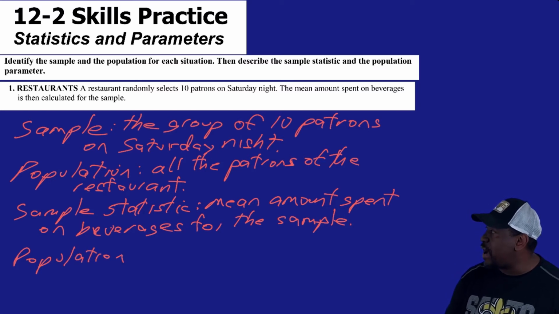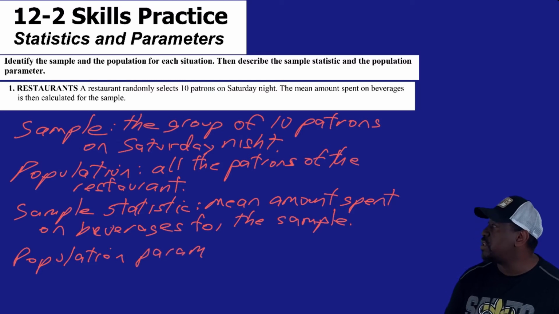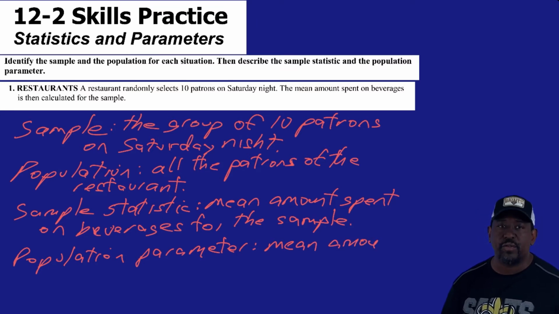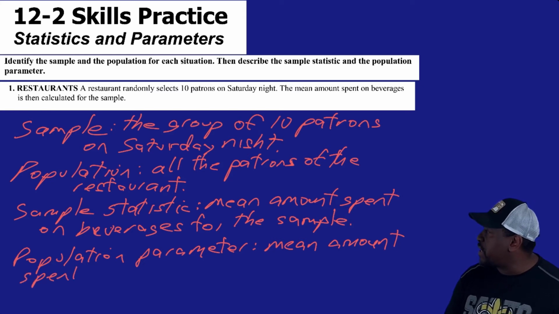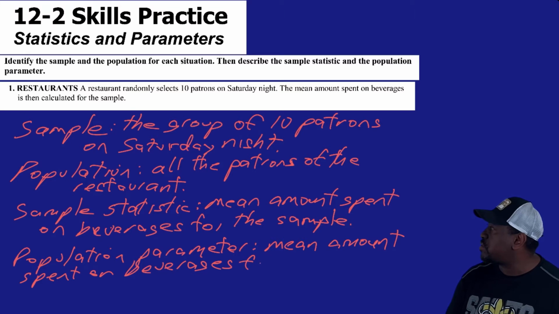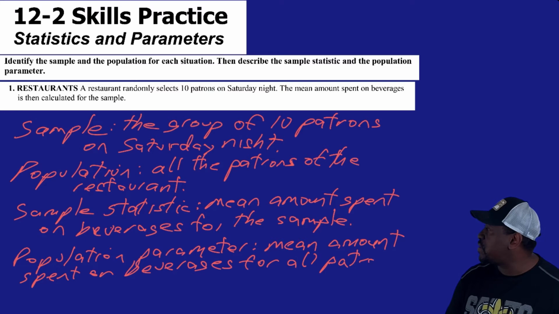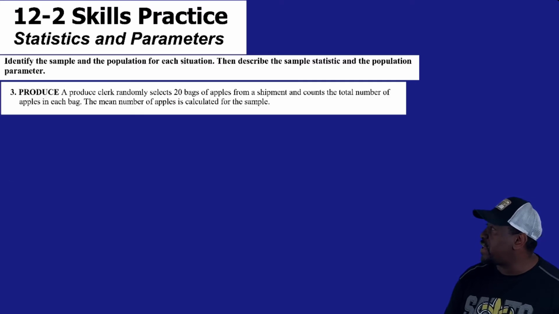is the mean amount spent on beverages for anyone who attends that restaurant, I would assume. The sample statistic models the sample, and the population parameter models what you wrote for population. That's the thing you want to use. So the population parameter is the mean amount spent on beverages for all people who attend the restaurant, for all patrons. So that is what we're writing here. And so that's our first example.